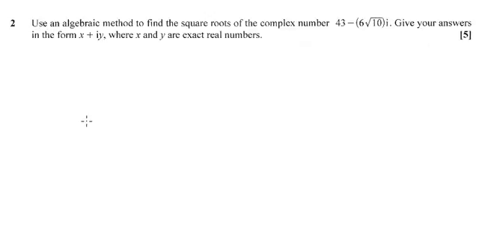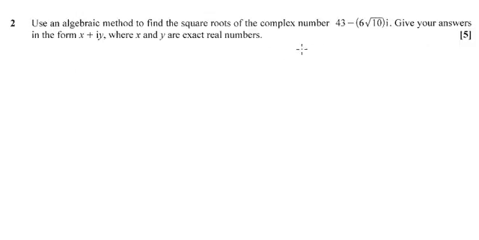Okay, question 2 asks us to find the square roots of this complex number here, and there's a root inside there already, but that doesn't affect the question at all. So don't panic if you see a question where they're asking you to find the square root and there's already a square root in the complex number. It's the same method, and you'll see as we go through the question that it all just works out absolutely fine.